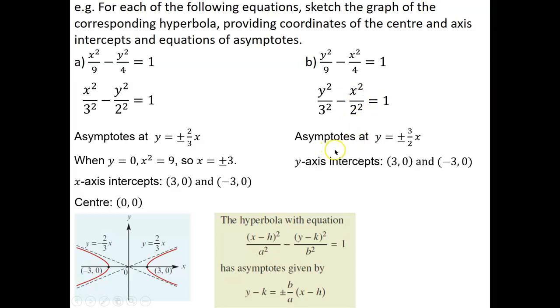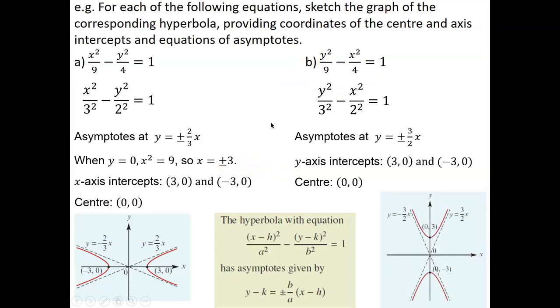This will have y-axis intercepts. If you're wondering where the x-axis intercepts are, if y was equal to 0, then this would be negative. It doesn't make any sense for this to be negative because it's a square over a square, so that's impossible. So we know there must only be y-axis intercepts at (0, 3) and (0, -3). That was calculated the same way as we did the x-axis intercepts over here. The centre is at (0, 0) because we haven't had any translations, and so this hyperbola would look like this. As you can see, it's a 90-degree rotation of the first one.